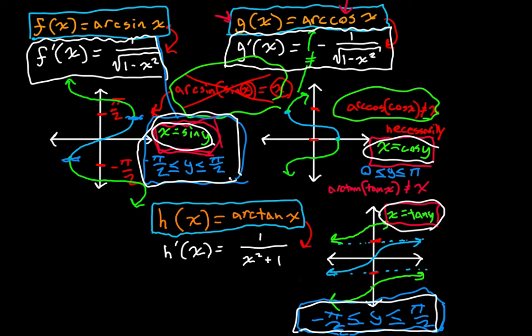I hope this has cleared some stuff up. This f prime of x, g prime of x, and h prime of x down here, those are all accurate derivatives of the functions in orange, and I'm sorry for the confusion.